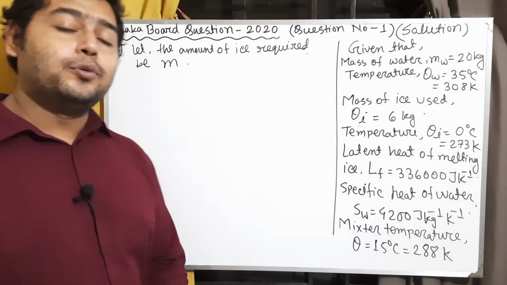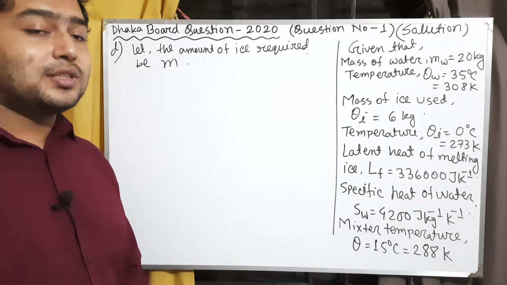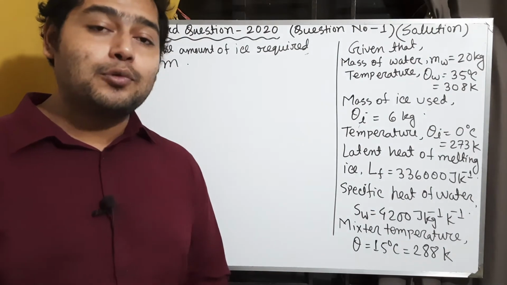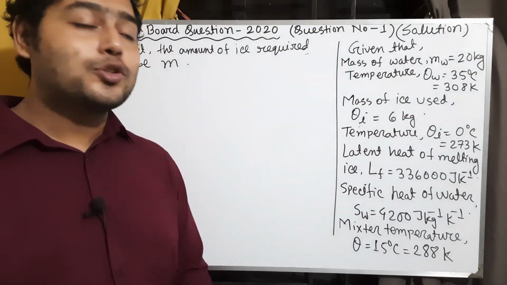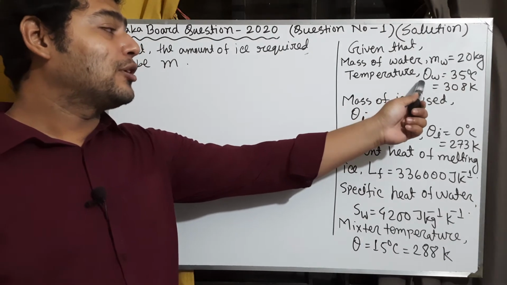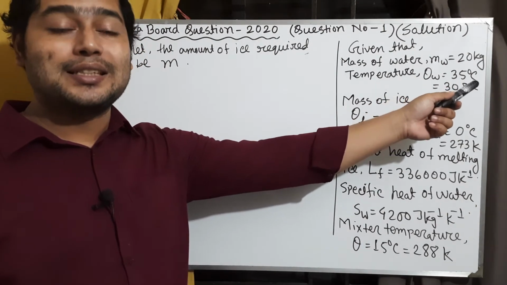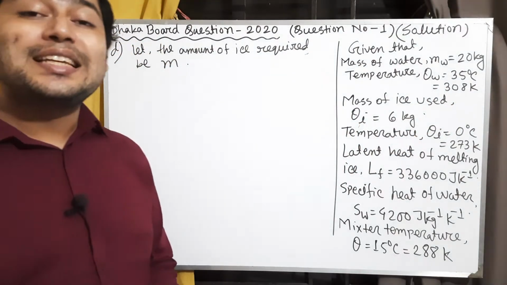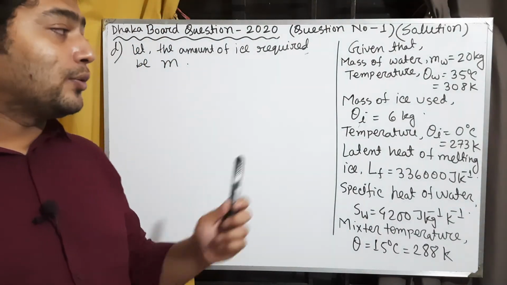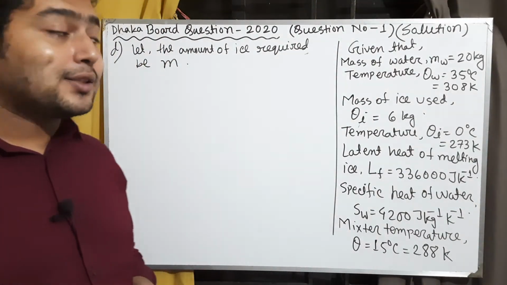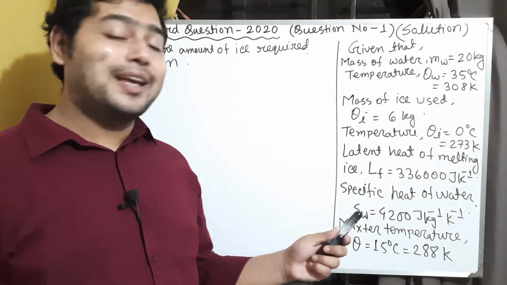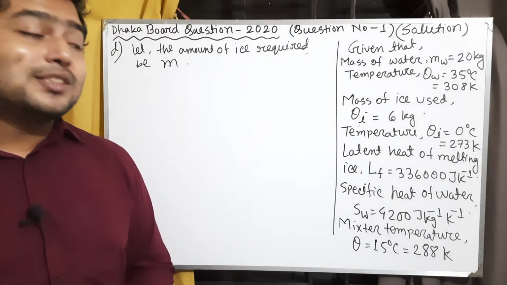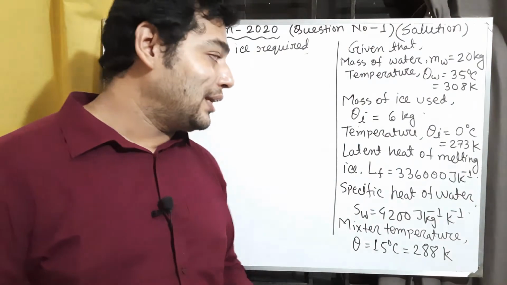So now we will calculate question number D. Given that the mass of water M_W is 20 kg, and the temperature of water θ_W is 35 degrees Celsius or 308 Kelvin. The mass of ice used, according to the question, is 6 kg, and the temperature of ice is 0 degrees Celsius or 273 Kelvin.